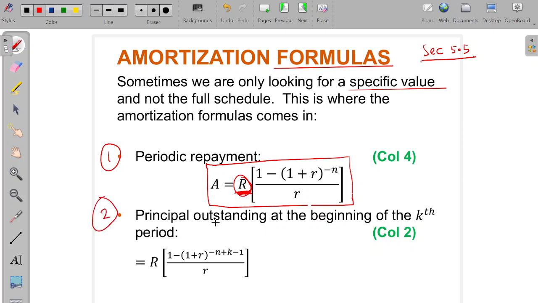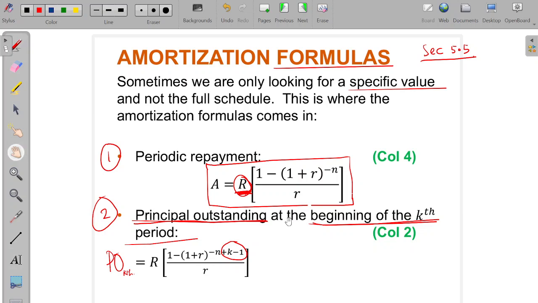The second one is the principal outstanding. The principal outstanding at the beginning of the Kth period. We use this formula for principal outstanding at the Kth period. Please take note of the formula. It is similar to this, only that now you are adding K and then subtracting 1. And this K is at the beginning of the Kth period.